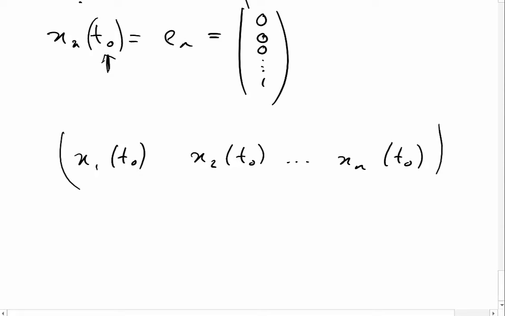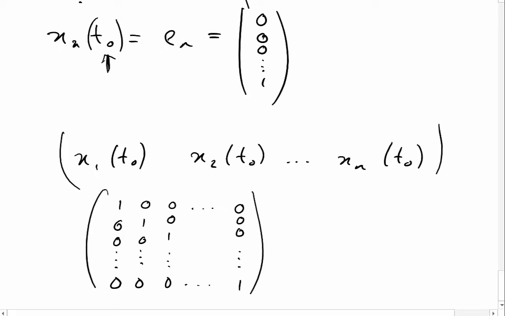fairly obviously what it will look like is something like this. So 1, 0, 0, right the way through to 0. This will be 0, 1, 0, right the way through to 0. So this is x2 now. This is x3, 0, 0, 1, 0. And then this one right the way through to xn, which is 0, 0, 0, right the way through to 1 at the last one. So can you see that what I will get is the identity matrix?